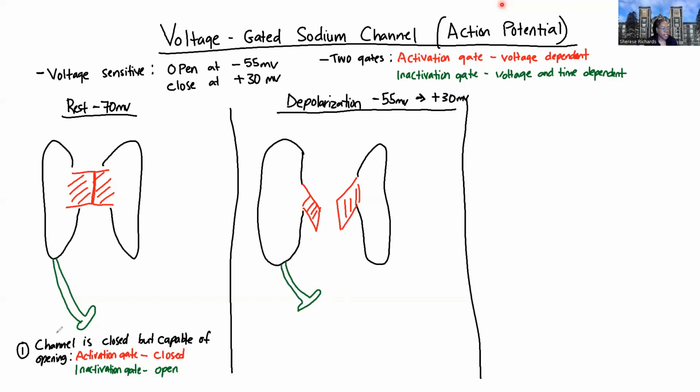Then just to describe this, we now have a state where the channel is open, and that is because the activation gate is open, and the inactivation gate is also open.